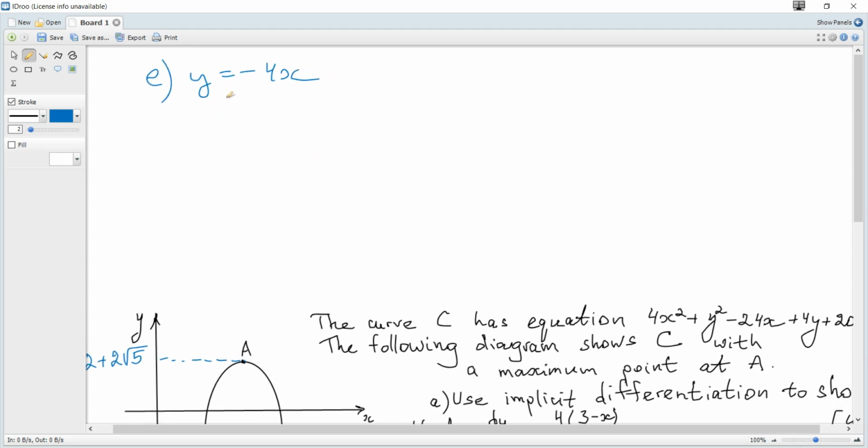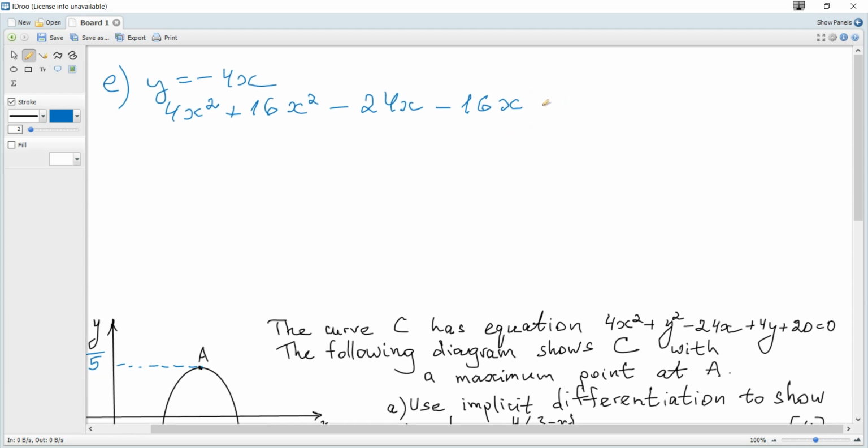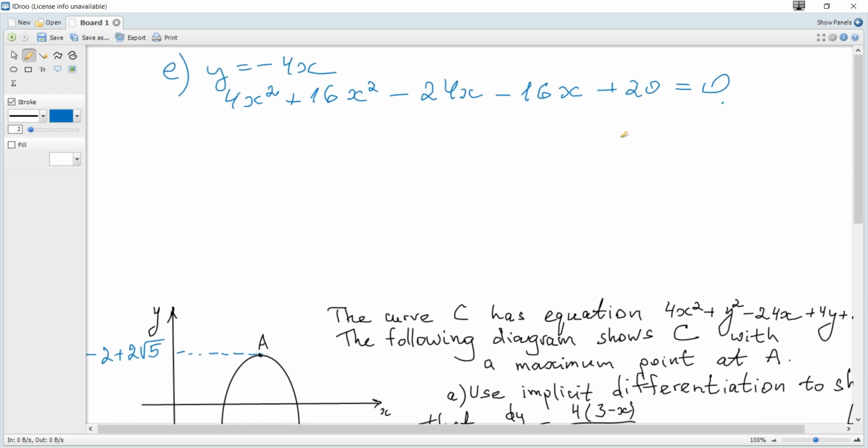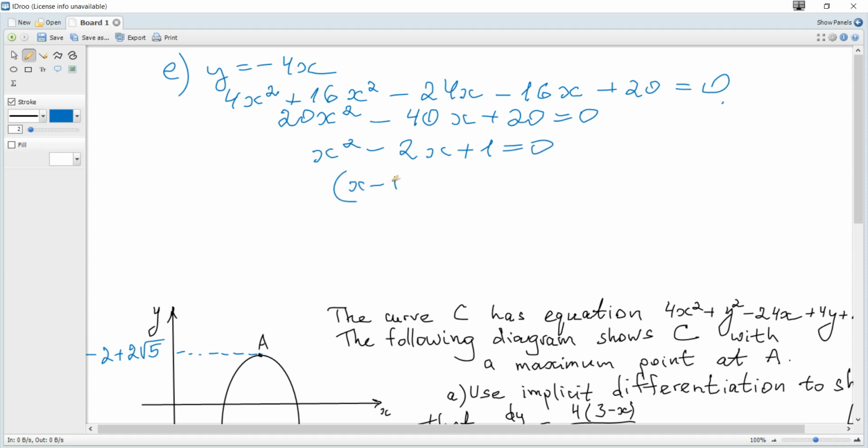We get that it becomes 4x squared plus 16x squared minus 24x minus 16x plus 20 is 0. And it becomes 20x squared minus 40x plus 20 is 0. And it becomes x squared minus 2x plus 1 is 0. And you can see that it's a perfect square, so x minus 1 squared is 0, so x is 1.